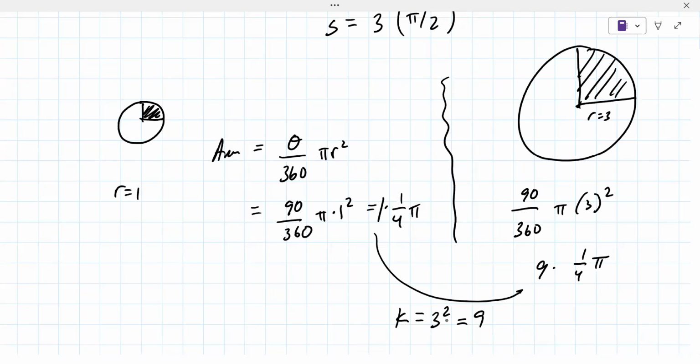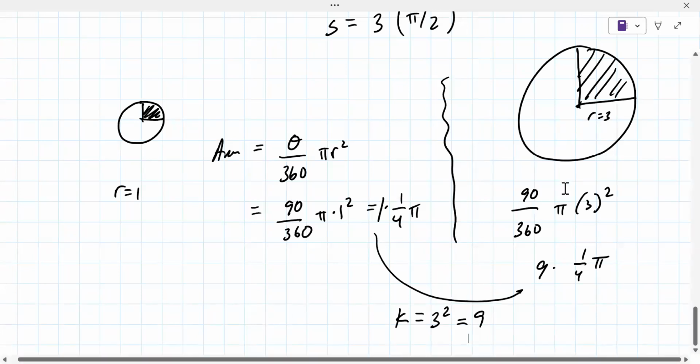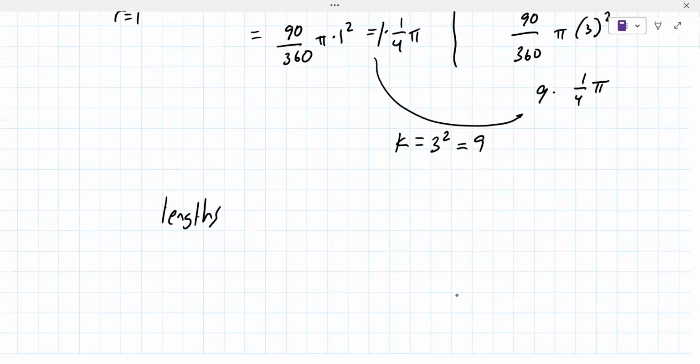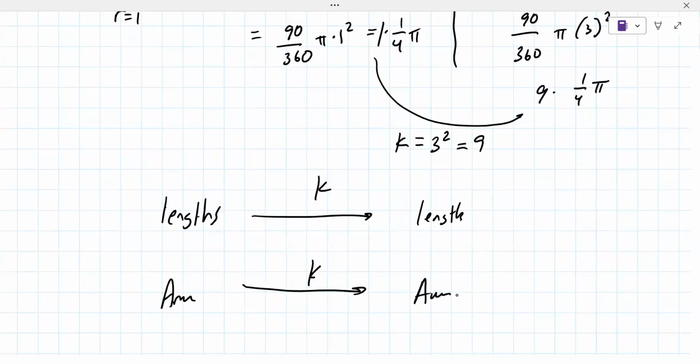I was going to ask why it's 3 squared, but then I saw it above. I'm just trying to show you that formula. How do we get to 9? It's because the scale factor ends up being squared. That's what I thought. The idea is that lengths, when they go to new lengths, are always multiplied by k, and areas, when they go to new areas, are multiplied by k squared. Got it.